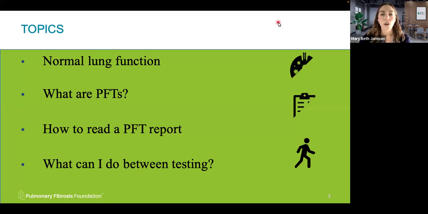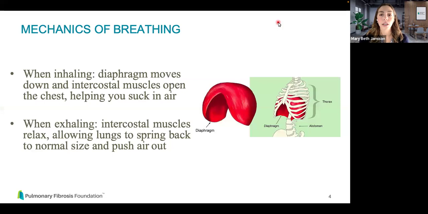So today we're going to start with a brief overview of normal lung function. Understanding normal lung function is needed in order to understand the pulmonary function test. Then we'll cover what the pulmonary function tests are and how to read the reports. Specifically, we'll look at some actual pulmonary function test reports. And then we'll talk about some things that you can do between testing to help with your pulmonary function test, as well as to help with some symptom management.